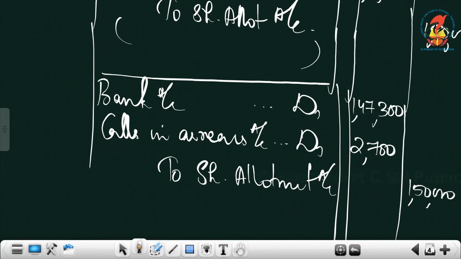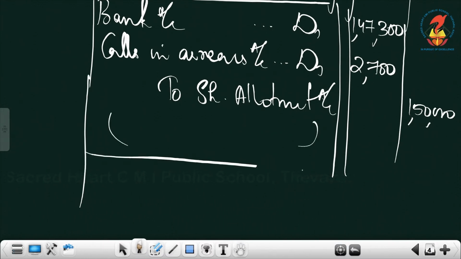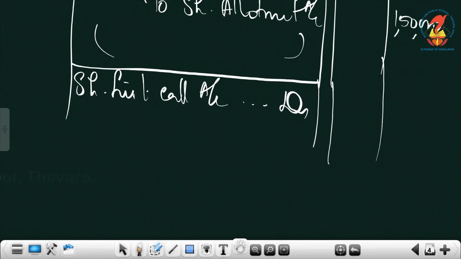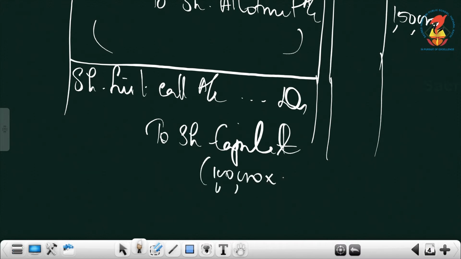Yes, then the next one is first call. First call per share is 3 per share. And for the journal entry, there also we have prorata and all. That's a new item we are supposed to include in this question. So share first call account debtor to share capital. How much are you supposed to receive? It is 1 lakh into 3.